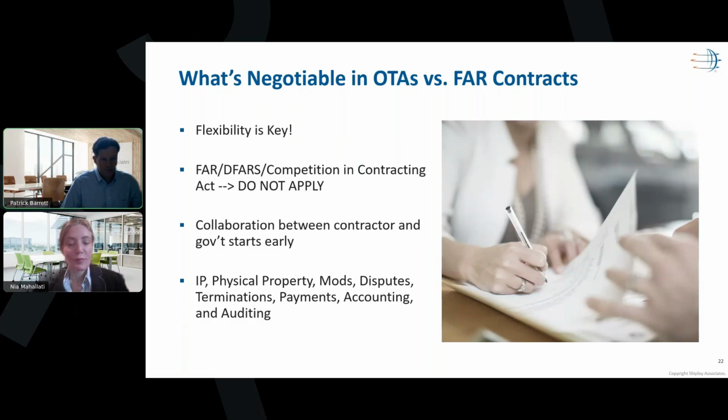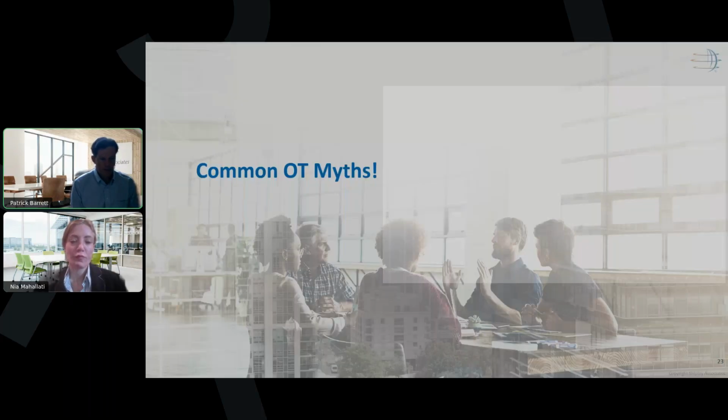Collaboration obviously starts early between the contractor and the government, so they're open and willing to talk to companies, especially non-traditional companies. When it comes to negotiating, know that typically you're not using a model contract, right? So everything is negotiable: intellectual property, physical property, modifications, disputes, terminations, payments, accounting, auditing, everything. I would highly encourage, if you are bidding OTs, to make sure you have a really strong legal and contracts team that can help make sure you're building a win-win business case on anything that you're bidding. We want to do a good job of creating a good business case, but we also want to make sure it's a win for the government, that we're delivering the capabilities that we say we can deliver, and they're able to take advantage of those.